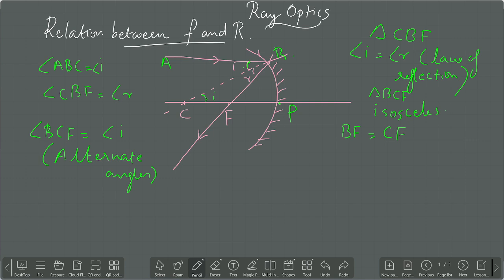I am not using any complicated things. What you know only we used. From this triangle you got BF equal to CF. This is major result. Okay. Now next thing is, let the mirror be of small aperture.